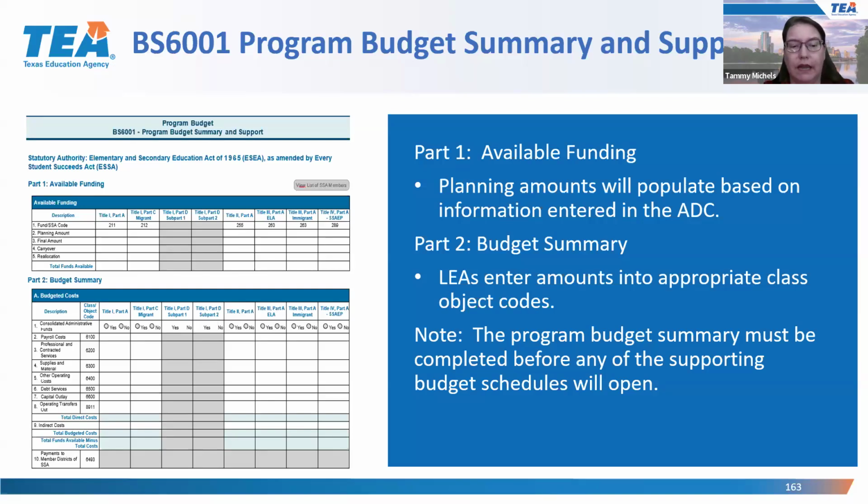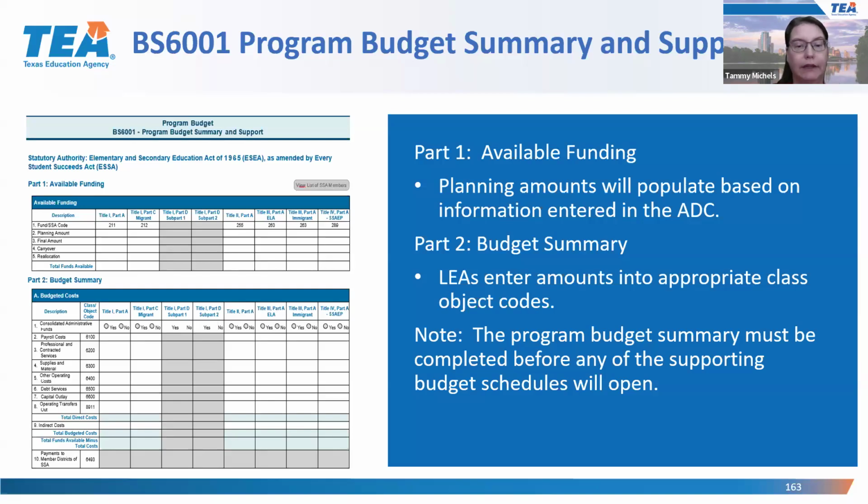It displays your entitlement for each fund source and is a summary of the available funding. These amounts are populated based on your completion of your application designation form, or ADC. If you didn't apply for or are ineligible for funding sources, those columns will be grayed out, as you can see in this image here, and you will not be able to budget funds in those areas.